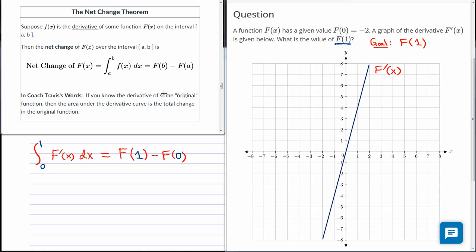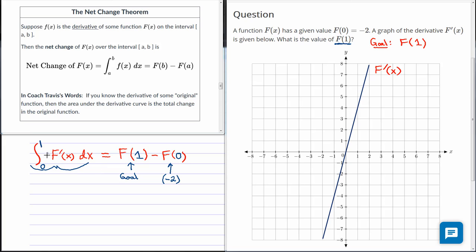Okay, so this is just using the net change theorem. And now what can I do? Well, the problem tells me that this is -2. Does the problem tell me what this is? It doesn't. In fact, that's our goal. So I don't know what that is, but that's probably okay right now, because that's my ultimate goal. And now, what about this integral? Can I figure out what this integral is?